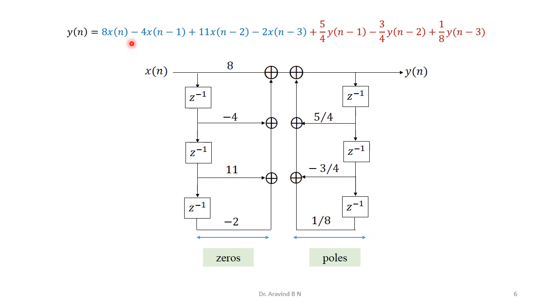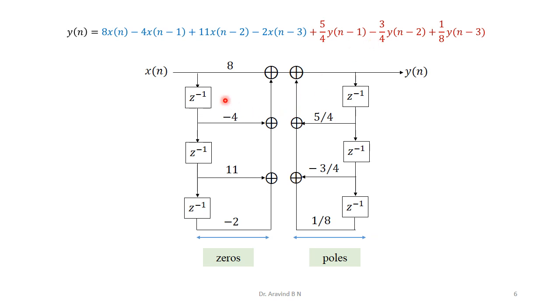So 1 represented in this blue color are the terms related to x of n and its delayed versions. Similarly, with respect to y, this is the representation we have. On the block diagram, this is the input x of n and this is the output y of n. With respect to realization, zeros are realized first and then poles are realized next. Zeros are nothing but the terms with respect to x. Poles are nothing but the terms with respect to y.